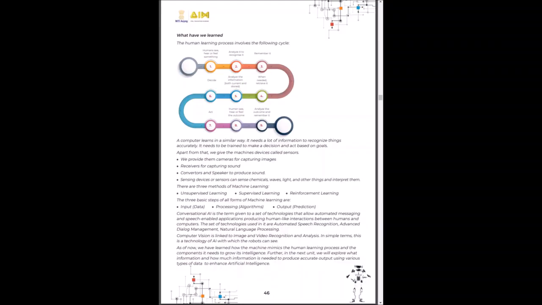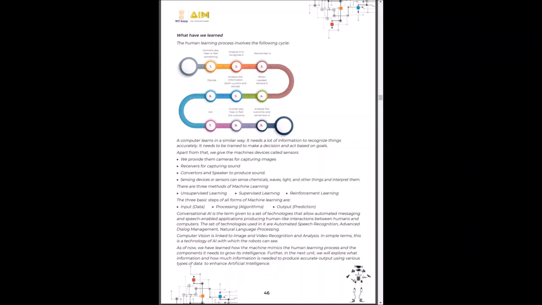In this unit, we learned the human learning process in the following cycle. We also learned that the computer or a machine learns in a very similar fashion. Just like our sensory organs, computers and machines also have sensors. There are majorly three methods of machine learning, which is unsupervised learning, supervised learning, and reinforcement learning.